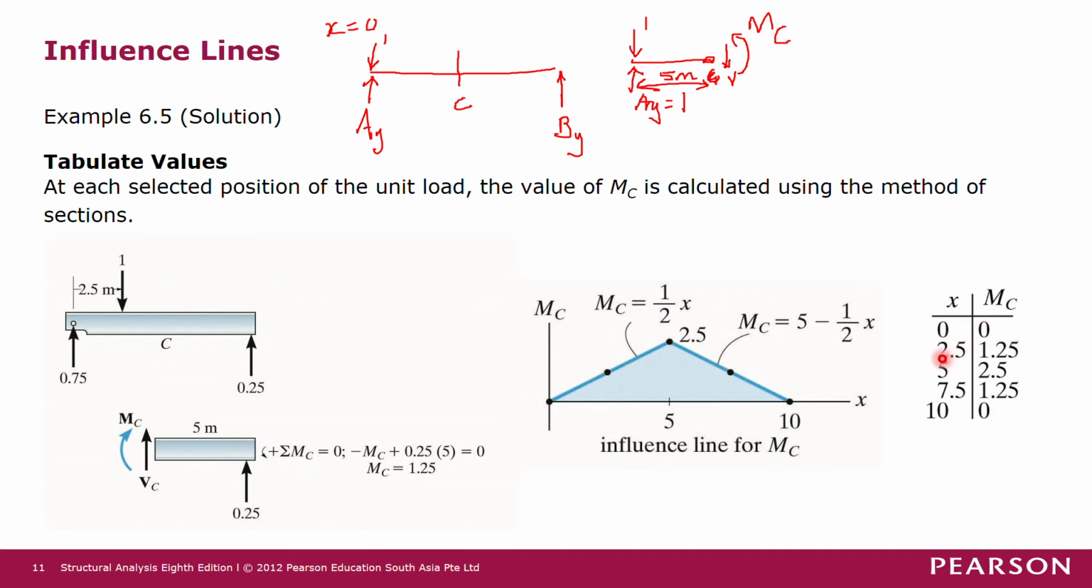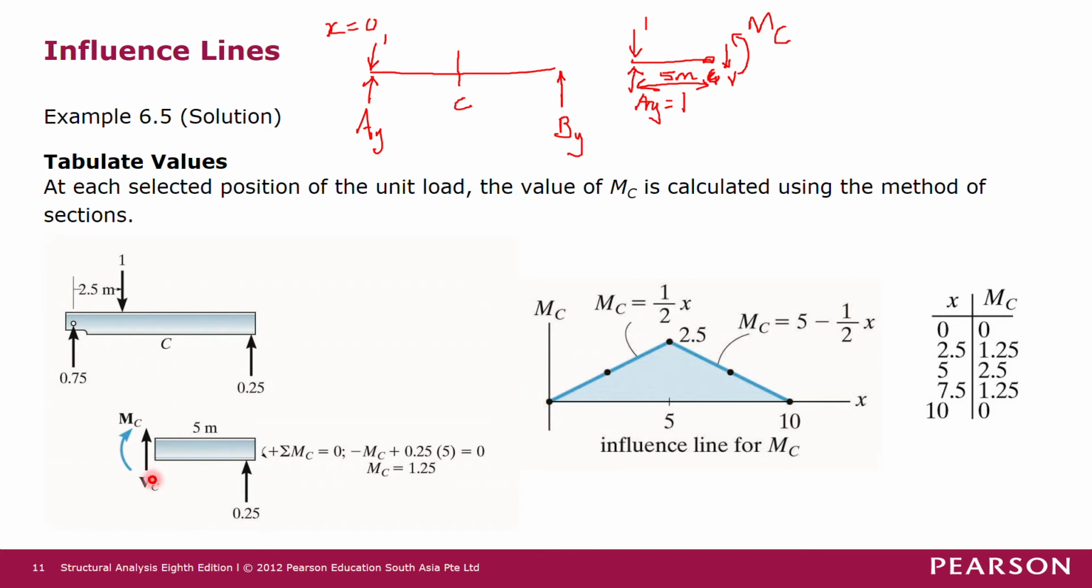Alright? And then the second location that we choose is at 2.5 meters away. So when this is at 2.5 meters away, just now we have already looked at the previous example. The reaction here is 0.75. Okay? So similarly, if we cut across section C here and isolate this part as a free body diagram, we get a free body diagram like this.